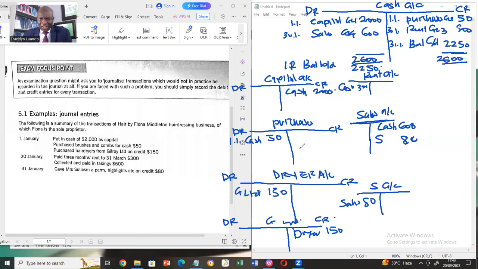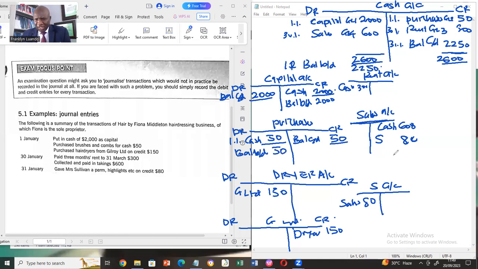You also balance the cash account. There's only one figure. So for them to balance, even that side must carry the same figure. The balance carried down 2,000. And you bring it down on the other side, which will be the balance brought down 2,000. Then you also balance the purchases. There's only one figure there. The balance carried down is 50. Then you bring it down this side. The balance brought down 50.